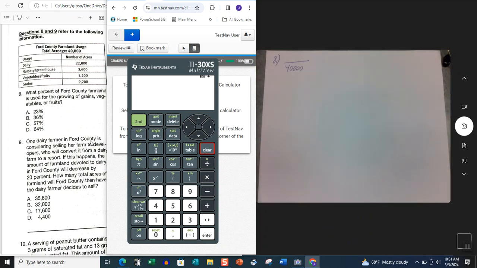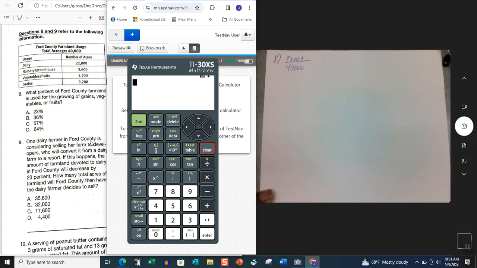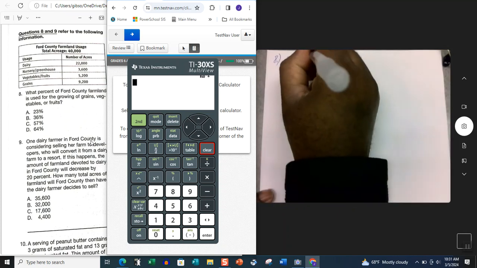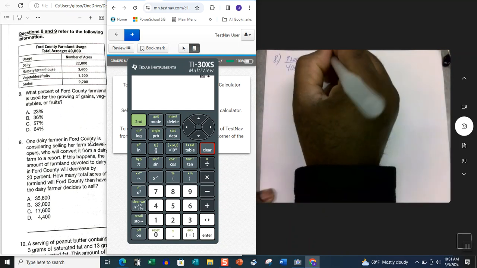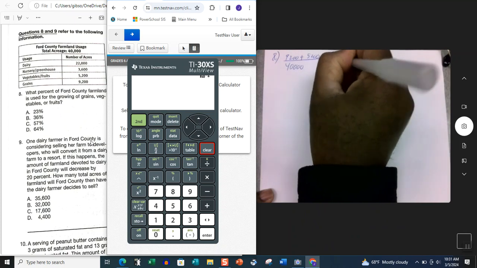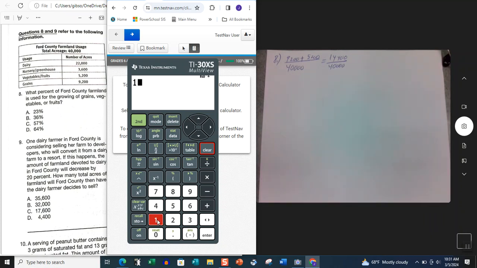Now to find our numerator, we have to add the grains, which is 9,200. We have to add the vegetables or fruit, which is 5,200. So now when we add those two together, this will give us 14,400, all over 40,000. Now we can put this in our calculator, 14,400 divided by 40,000. So that gives us 0.36.